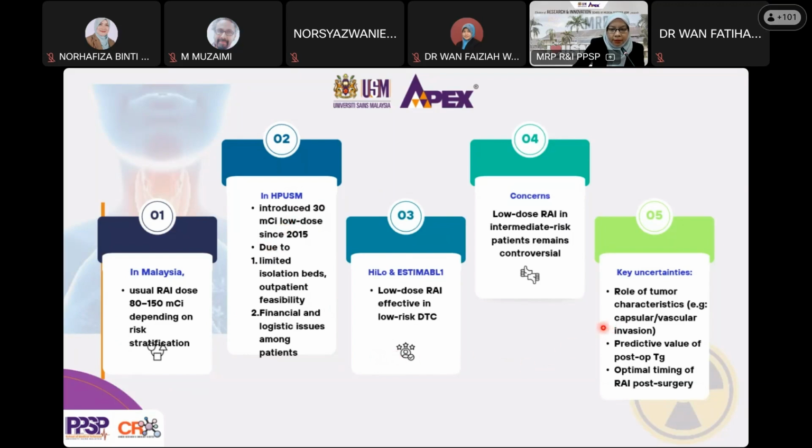However, we have certain uncertainties in our treatment, especially the role of tumor characteristics, such as the presence or absence of capsular invasion, vascular invasion, or lymphovascular invasion, and whether these tumor characteristics will influence our treatment outcomes. Other uncertainties are the value of the post-op TG, whether this TG can be a tumor marker post operation in predicting the success of RI therapy, and also the optimal timing of giving RI post surgery.